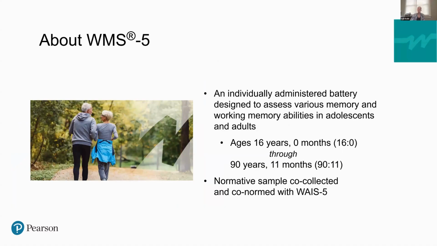And the 5th edition of the Wechsler Memory Scale, or WMS 5, is an individually administered battery that allows you to assess various memory and working memory abilities in adolescents and adults. The normative sample for the WMS 5 was co-collected and co-normed with WAIS 5, and we'll see in a few moments why that's so important to their use together.